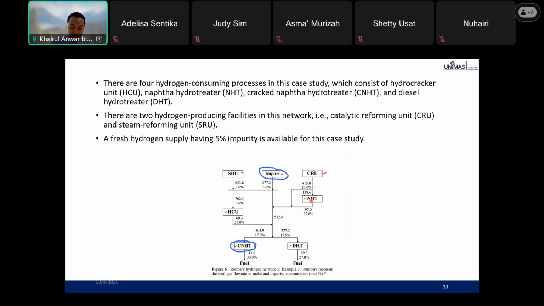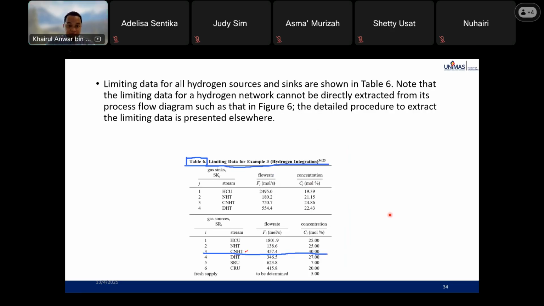Limiting data for all hydrogen source and sink is shown in table 6. Sink is easier. Sink, sorry, sink demand is incoming. Source is the outlet. So table 6, note that the limiting data for hydrogen network cannot be directly extracted from the process. The detailed procedure to extract limiting data is presented elsewhere.